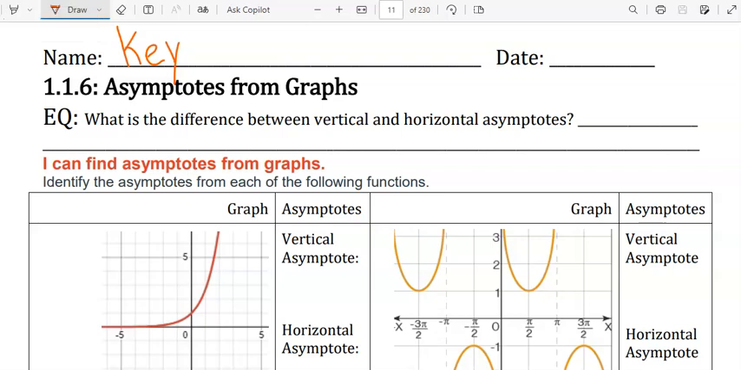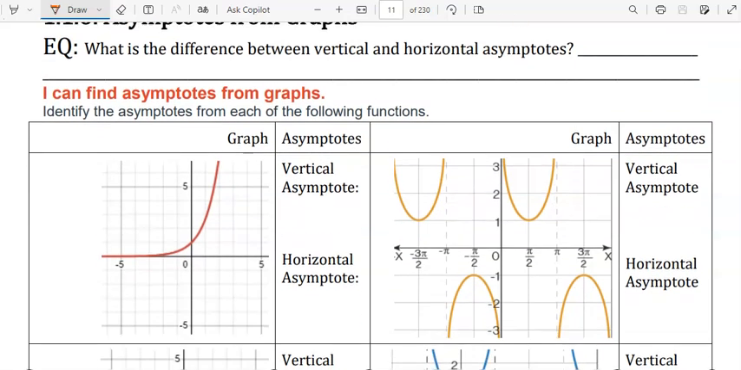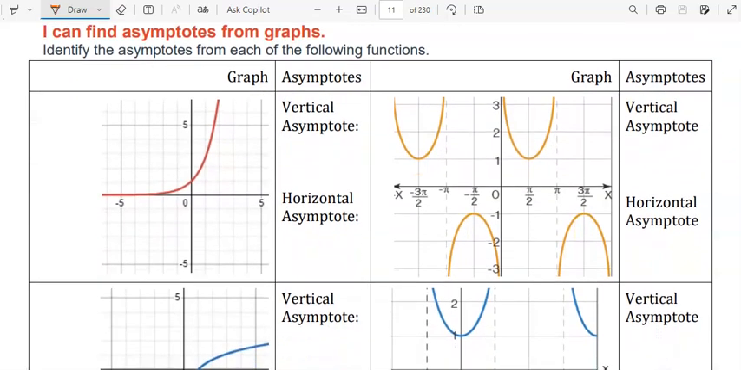1.1.6 Asymptotes from graphs. Essential question: what is the difference between vertical and horizontal asymptotes? Skill: I can find asymptotes from graphs. Identify the asymptotes from each of the following functions.